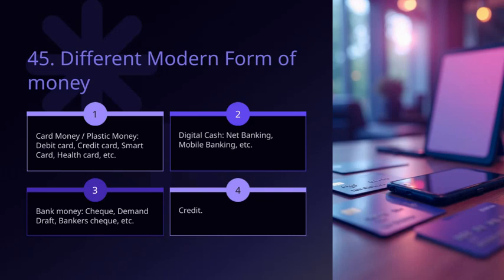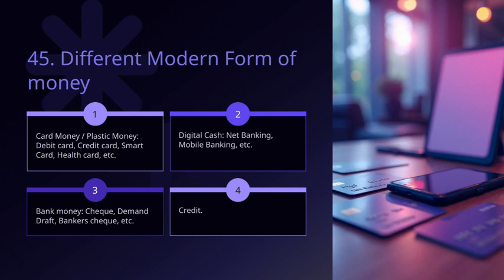Let's take a closer look at the different modern forms of money, starting with credit, which is essentially the trust you have in a financial system to allow you to borrow and repay later. Moving on to digital cash, this includes net banking and mobile banking, making transactions more convenient and accessible from anywhere. Next, we have bank money, which covers traditional instruments like checks, demand drafts, and banker's checks, tools that have been used for a long time to transfer funds securely.